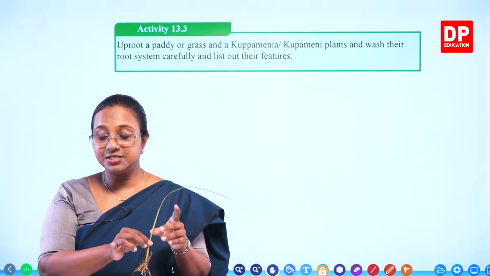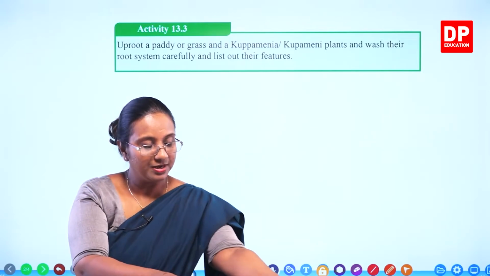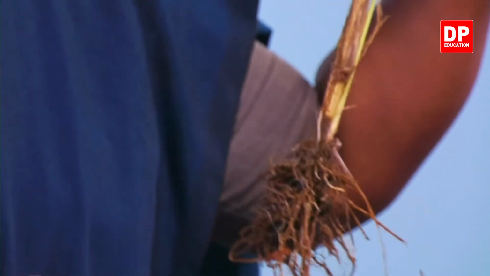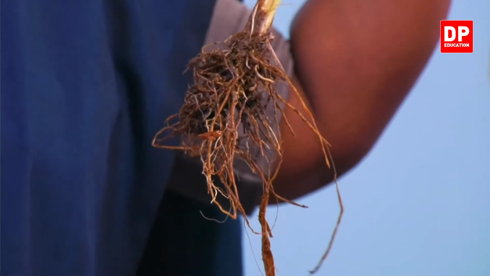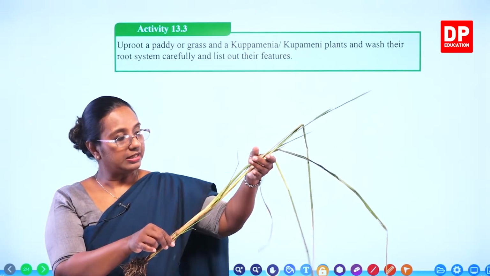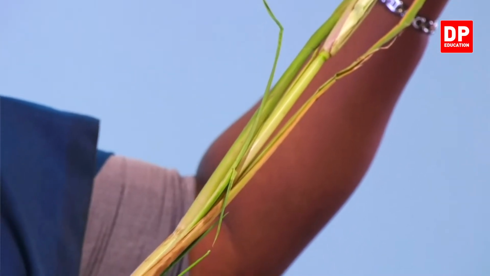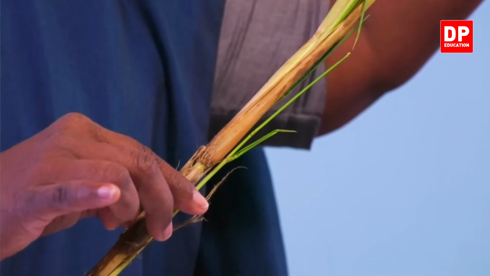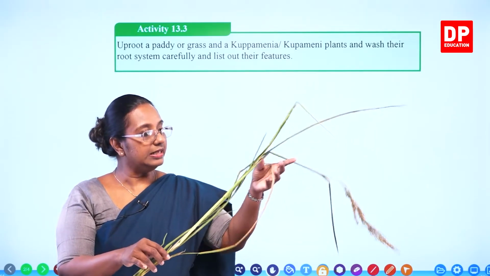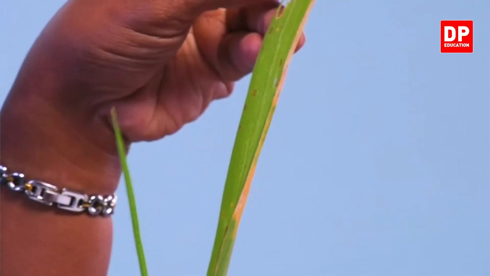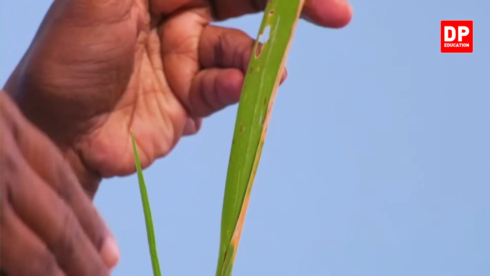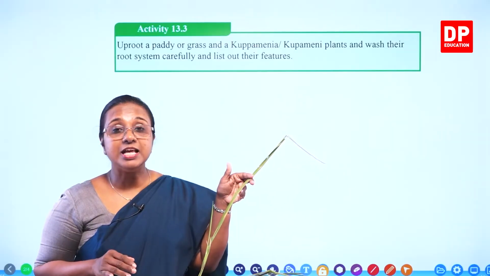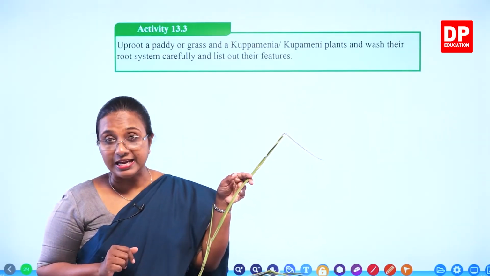I will show you all a larger paddy plant. So here students, you all can see the fibrous root, all the roots starting from the base of the stem. Then we can look at the stem of the plant. Is it branched? The stem is not branched. Then if we look at the leaves, if you look at the leaf closely, you can see the veins going parallelly. The parallel venation of leaves. So that also you can identify.